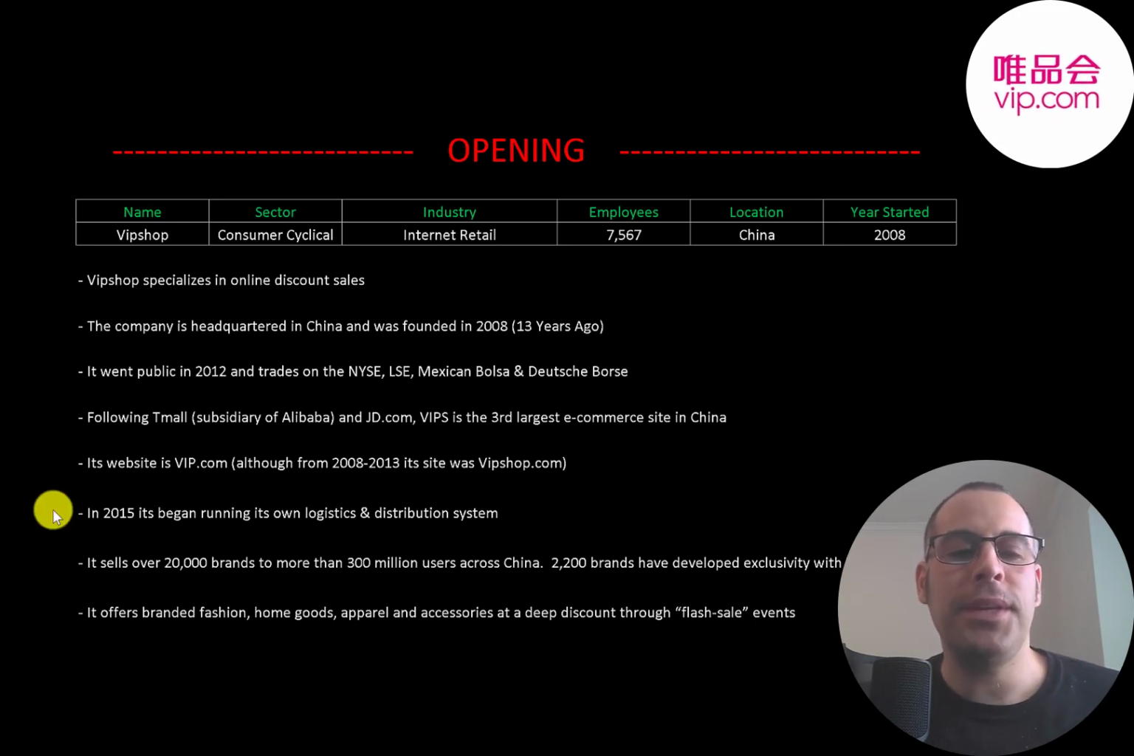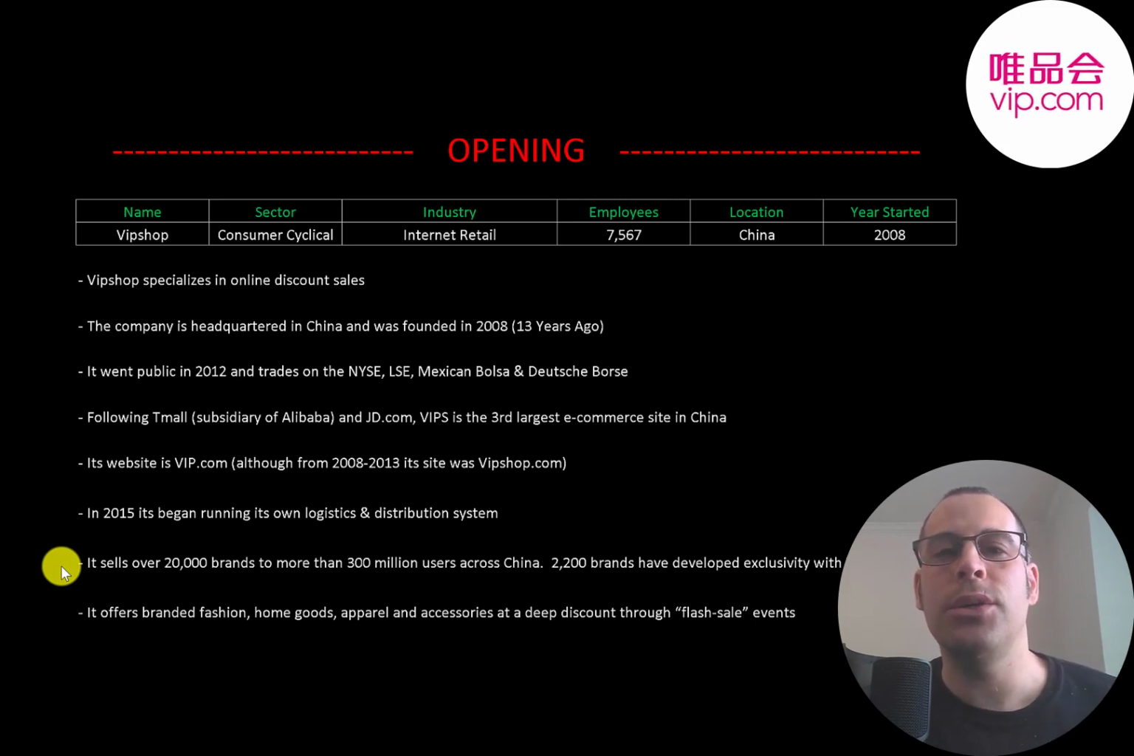In 2015, it began running its own logistics and distribution system. It sells over 20,000 brands to more than 300 million users across China. There are 2,200 brands that have exclusive contracts with VIP. The company offers branded fashion, home goods, apparel, and accessories at a deep discount by using flash sale events.